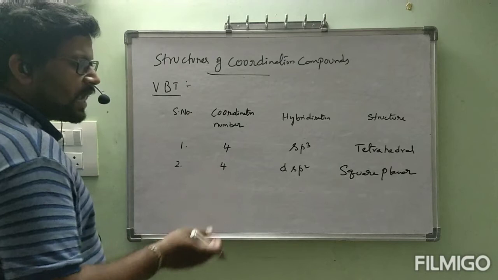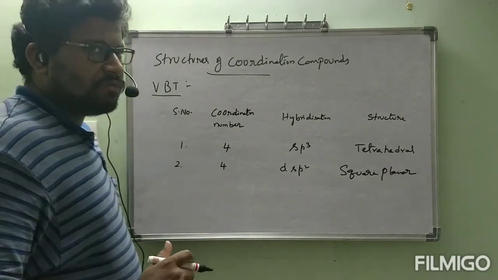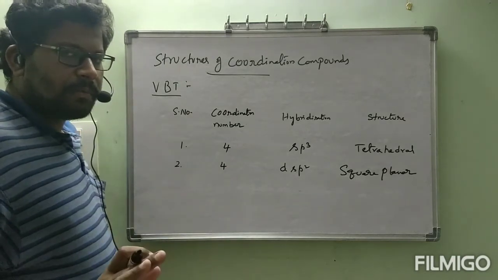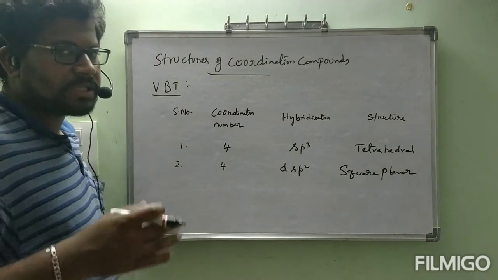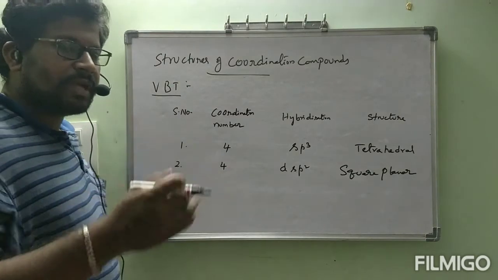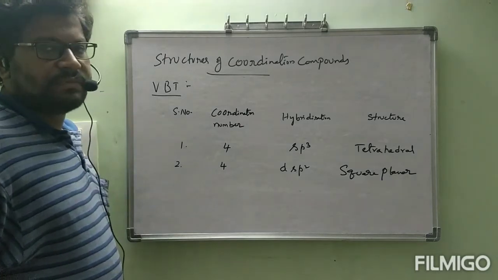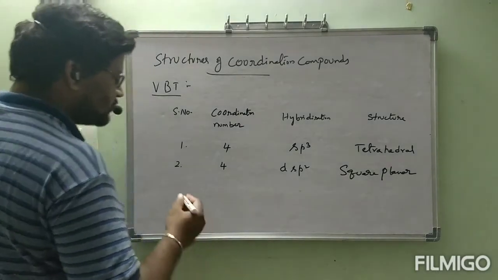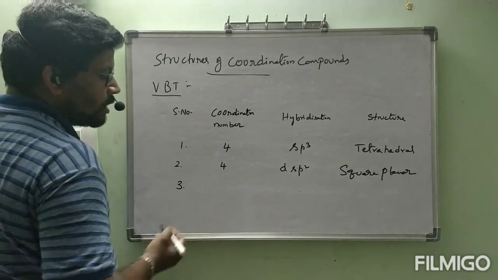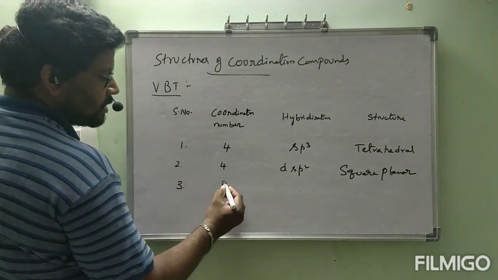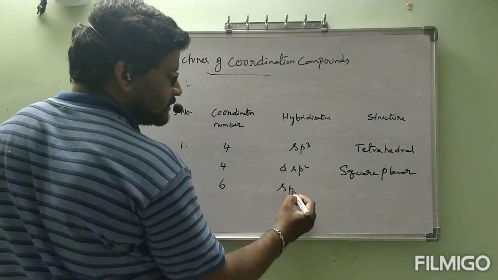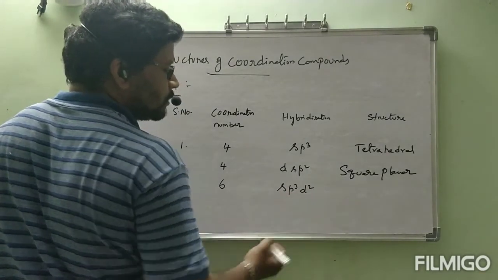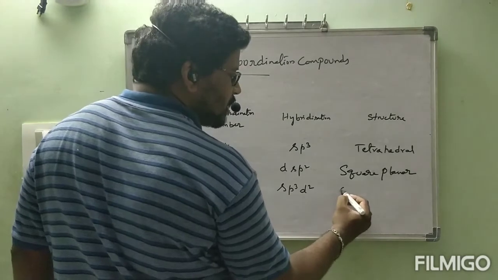When it is sp3 hybridization and when it is dsp2 hybridization, if you get a doubt like that, no problem at all. In what way we have to recognize sp3 hybridization and dsp2 hybridization, I will say that when the examples are taken, I will discuss with you. Next, the third one, coordination number 6, hybridization sp3d2, structure octahedral.